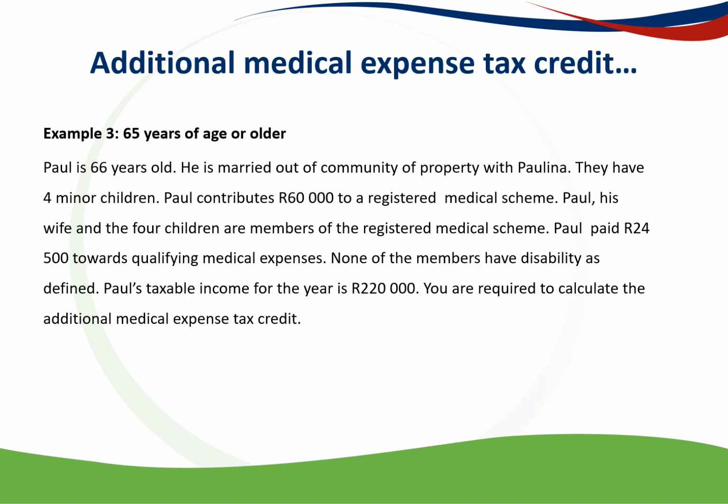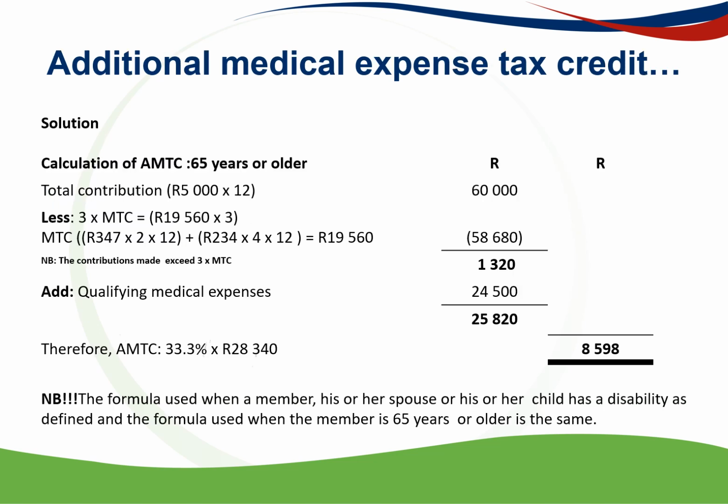Okay. This is another example, 65 years or older. Same formula, like I said, because he's 65 or disabled. Let's plug all the amounts into the formula. It's exactly the same. It comes to 8,598. So this is the formula used when the member, his or her spouse or his or her child has a disability as defined in the formula, or when the member is 65 years old or older at that time.